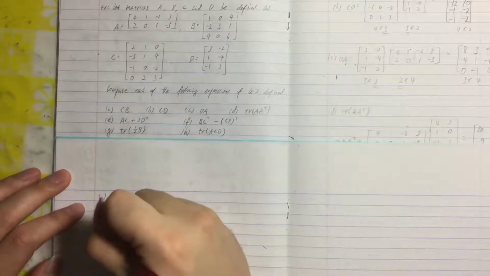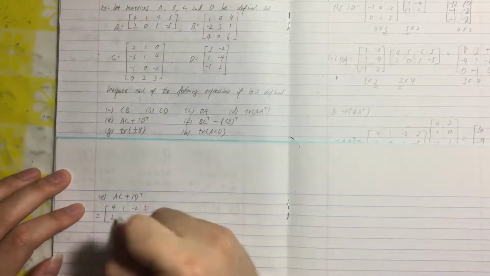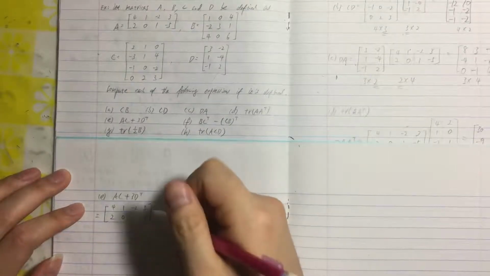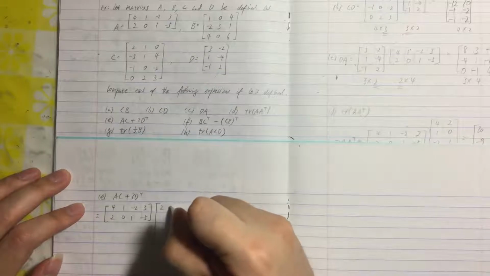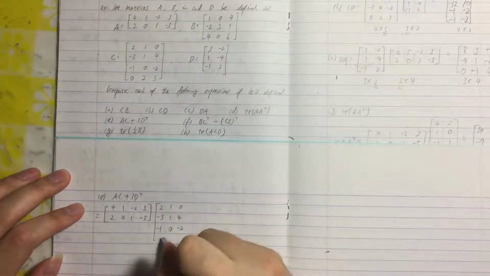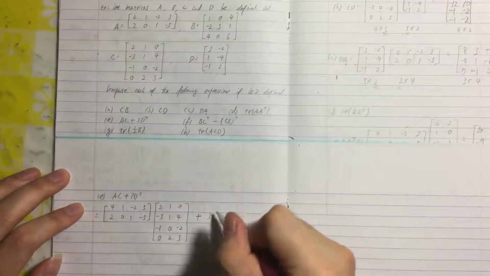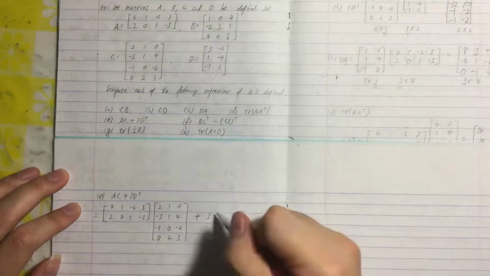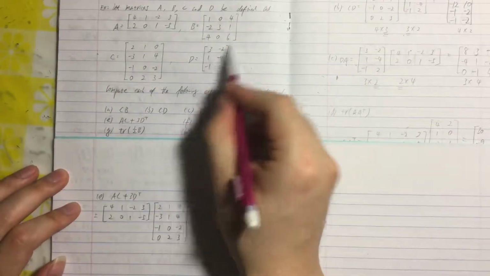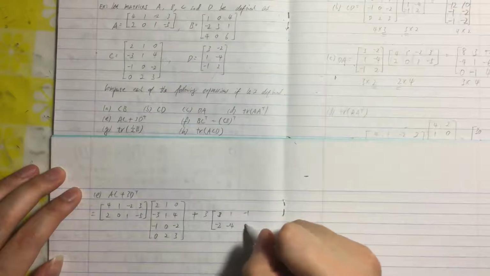Next, let's compute AC plus 3D transpose. Matrix A is 4, 1, negative 2, 3, 2, 0, 1, negative 5. Matrix C is 2, 1, 0, negative 3, 1, 4, negative 1, 0, negative 2, 0, 2, 3, plus 3 times D transpose. For D transpose in matrix D, we put rows in columns. So put the first row in the first column, I get 3, negative 2. Put the second row in the second column, I get 1, negative 4. Put the third row in the third column, I get negative 1, 2.